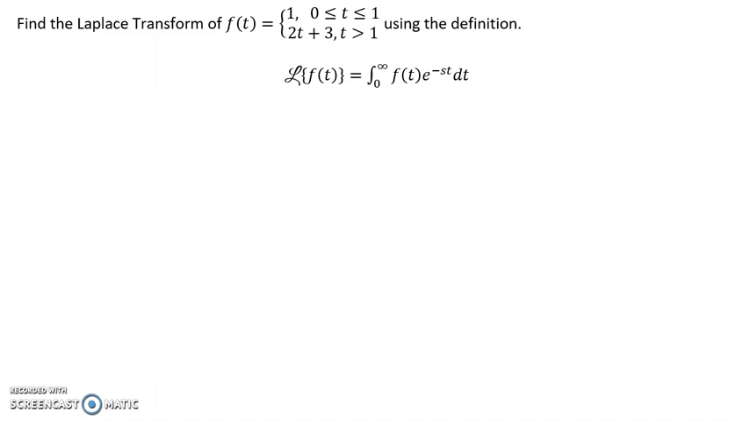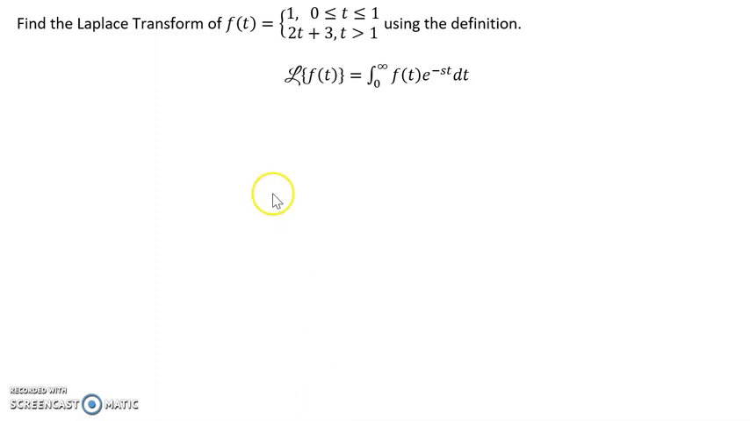Okay, so in this video, we're going to use the definition of the Laplace transform again, but now we're going to find the Laplace transform of a piecewise function. Now, this presents certain issues when we're doing this, and I've seen students make quite a few different kinds of mistakes, and so we want to talk about those as we go.